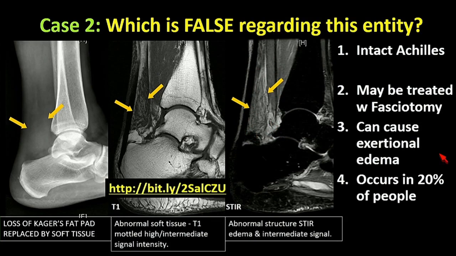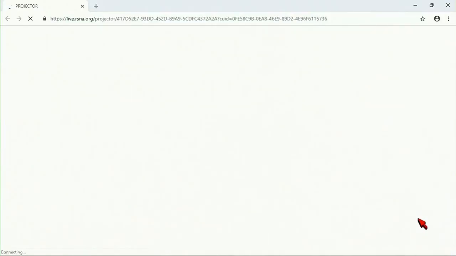So your next question is, which is false regarding this entity? And I've given you, remember, the false. So: intact Achilles, it may be treated with fasciotomy, it can cause exertional edema, or it occurs in 20% of people. Let me give you that to start.